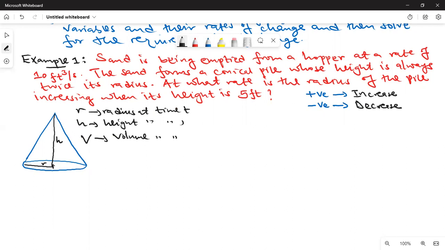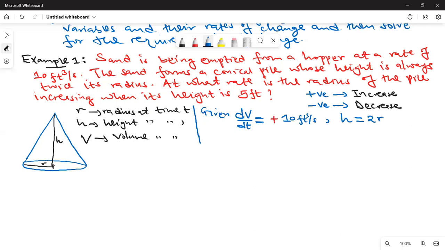So when you look at this information, now we are given that the volume is decreasing. So that is dV/dt. It's increasing, I mean, a correction. Because of the increase, we will write positive. It is increasing at the rate of 10 cubic feet per second. We are also told that the height is always twice the radius.